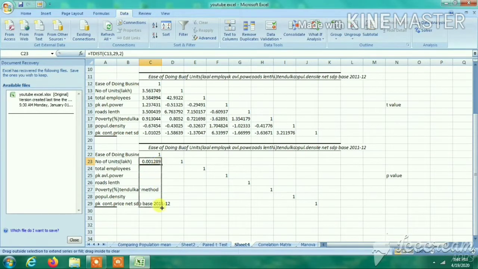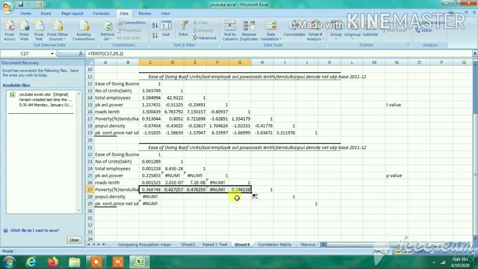Similarly, by dragging, we can get the other p values. There will be some unknown values, but we have to correct them. How can we correct these unknown values? I'm showing: just drag this one, and we'll get the other values.